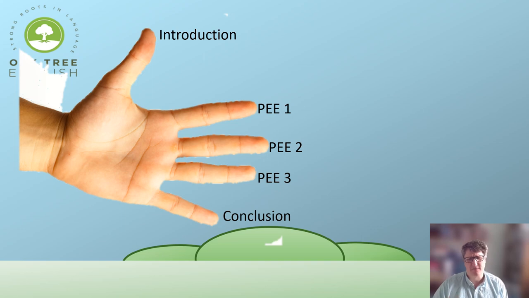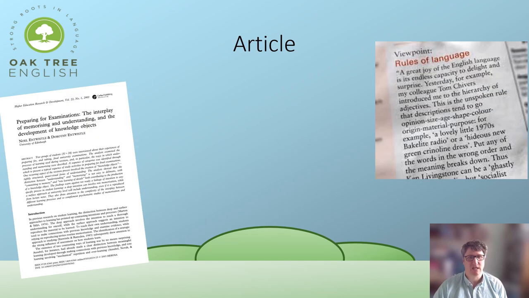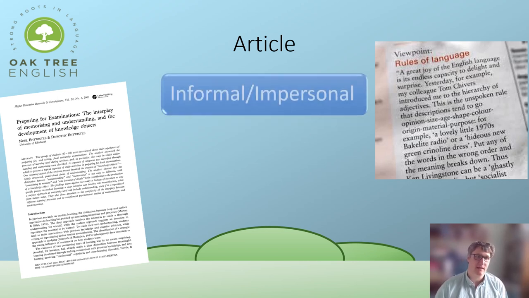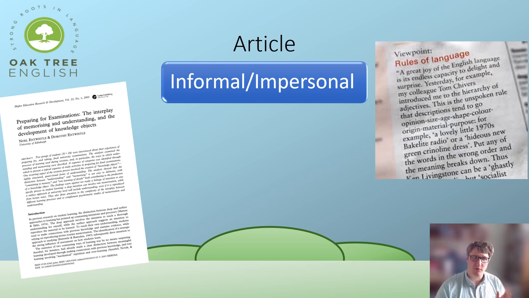Let's look at a couple of types of questions you might get. You might be asked to write an article, for example. So an article has specific types of language. It is informal, but also impersonal. So you're not writing to anyone directly. You're writing for a general audience.